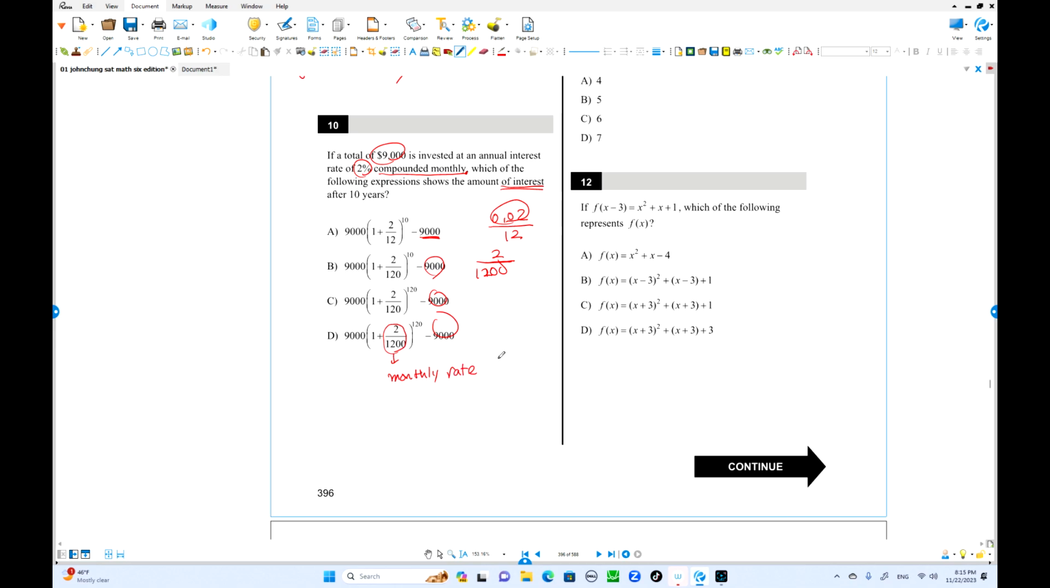Monthly rate is what? Annual rate, AIR, over 12, right? That is the monthly rate. But this number should be what? Number of months. That's okay? That will be in months, compounded monthly, okay? Choice D is that, okay?